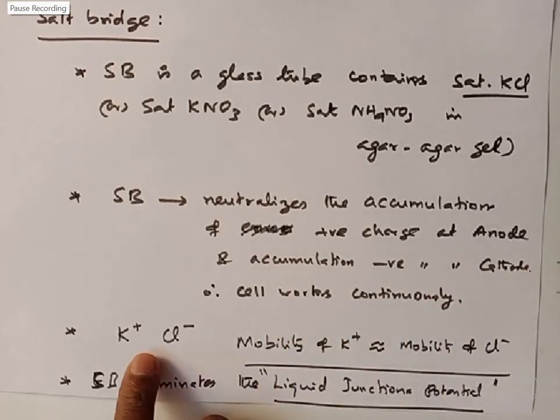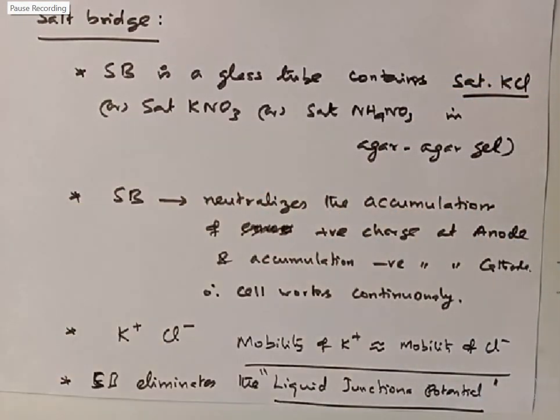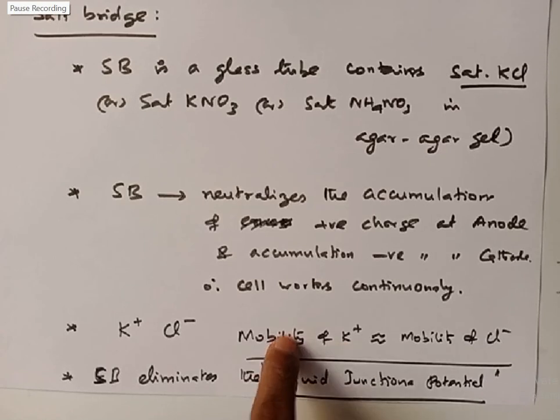Not only that, why we are taking potassium chloride? We have lot of electrolytes. Sodium chloride is there, calcium chloride is there. We can take anything. But why we prefer potassium chloride? Because potassium ion and chloride ion, the mobilities of these ions are almost equal. Why we are focusing on mobility? Because these ions move in the opposite direction. If they move with almost same mobility, what will happen? The liquid junction potential does not appear. It becomes zero. So to eliminate liquid junction potential, we are using potassium chloride.